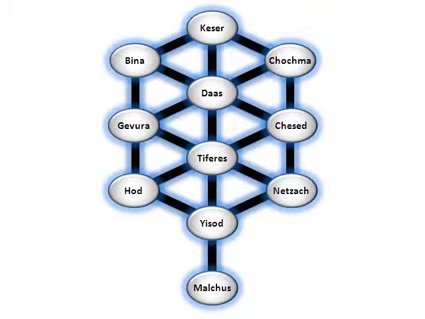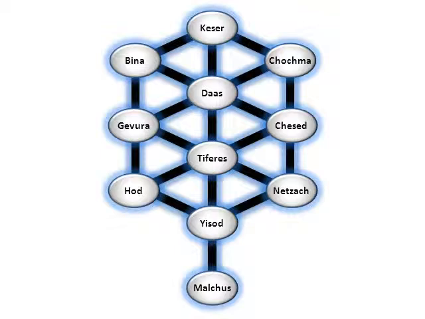The names of the 10 spheres are Keser, which means crown, Chochmah, which means wisdom, Bina, which means understanding. Sometimes the sphere of Das is counted, when it is, Keser is not counted. Das means knowledge. Next comes Chesed, which means kindness, Gvura, which means strength, Tiferes, which means glory, Netzach, which means eternity, Hod, which means beauty, Yesod, which means foundation, and Malchus, which means kingship.